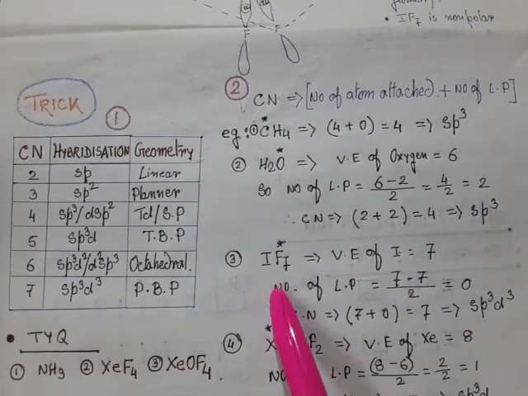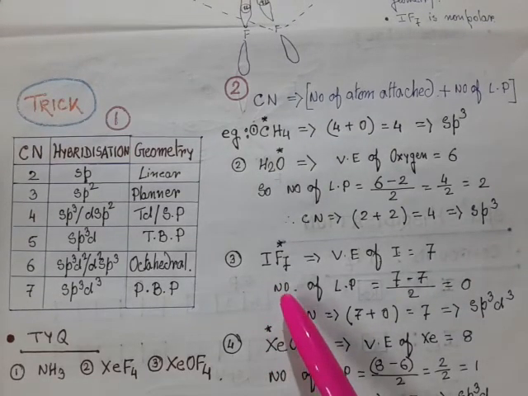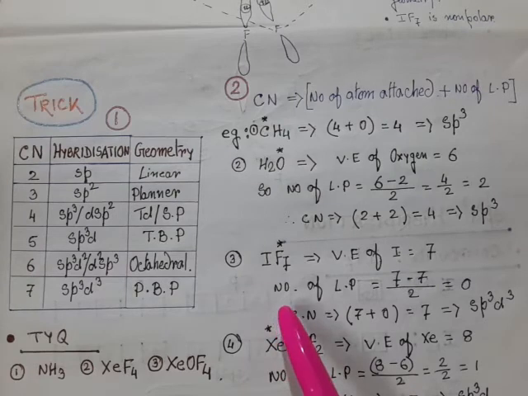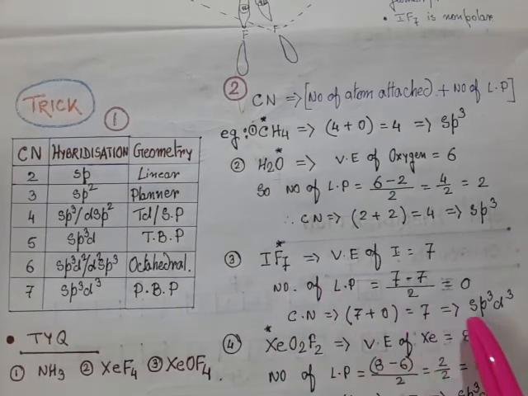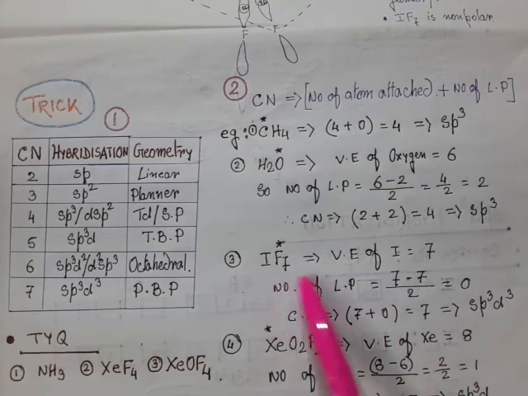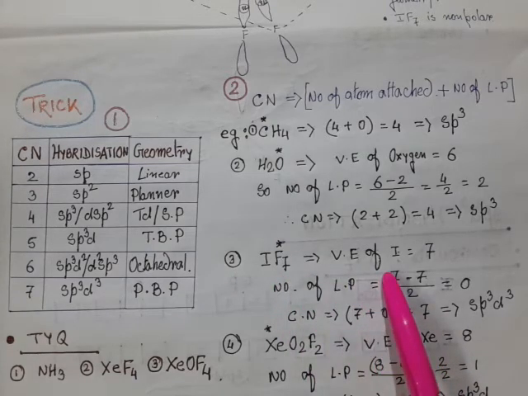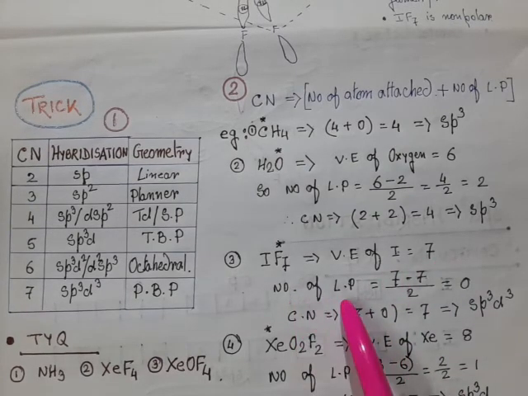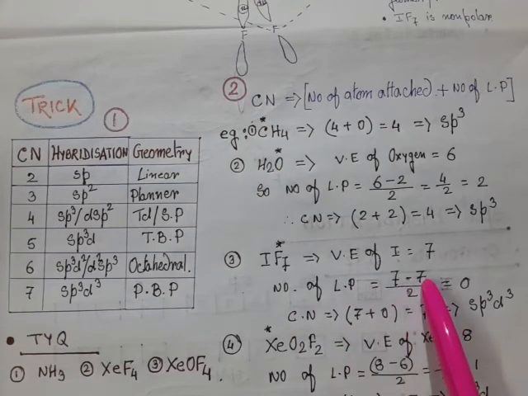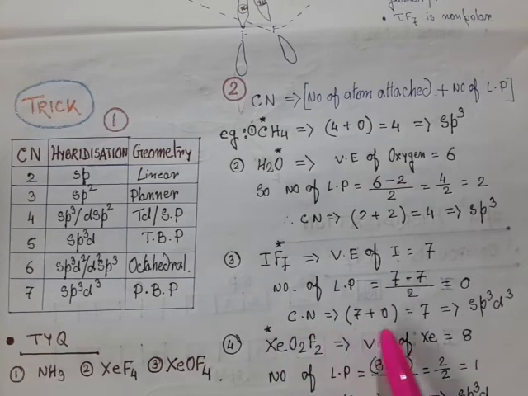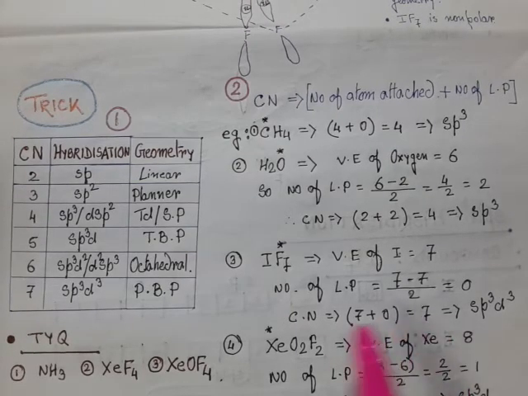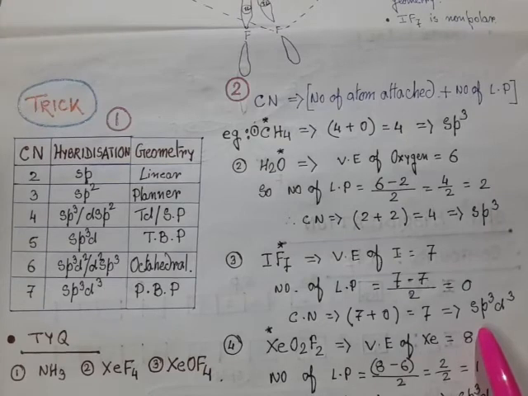Let us see IF7. As I discussed earlier, the hybridization of IF7 is sp3d3. Let us prove it. Iodine is an element of group 17, so valence electron is obviously 7. Number of lone pairs is number of valence electrons minus number of bonds, 7 minus 7 by 2, 0. So there is no lone pair of electrons. Number of atoms attached is 7 and the number of lone pairs is 0, so total is 7. So obviously Cn is 7, the hybridization is sp3d3.